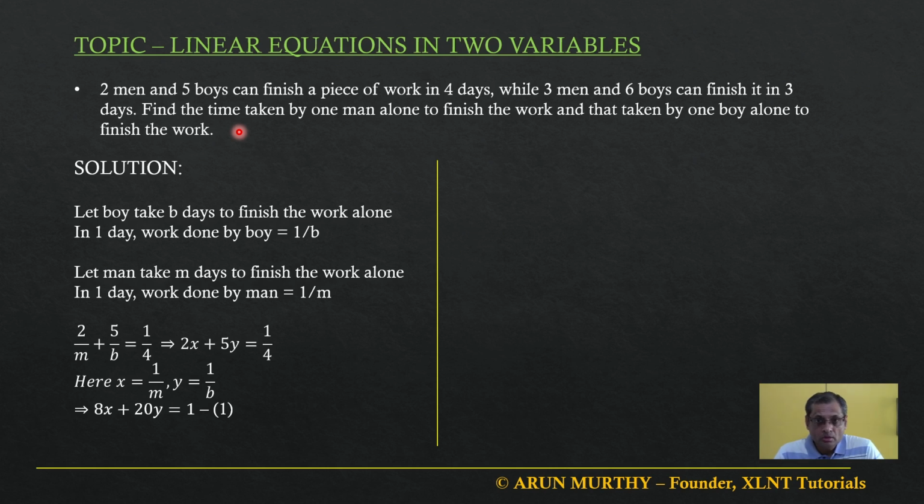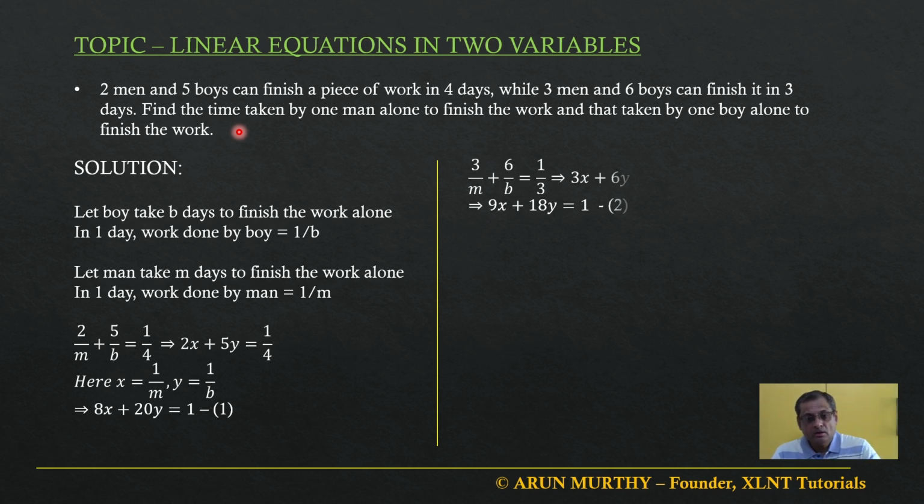Here 2 men will finish 2 by m of the work, and 5 boys will finish 5 by b of the work, and therefore we get the first equation: 2 by m plus 5 by b is equal to 1 by 4. Now we are going to convert this into a linear equation by replacing 1 over m with x and 1 over b with y. So the equation becomes 2x plus 5y is equal to 1 by 4. We can multiply both sides by 4 and get 8x plus 20y is equal to 1, which avoids fractions. It's easier to work without fractions.